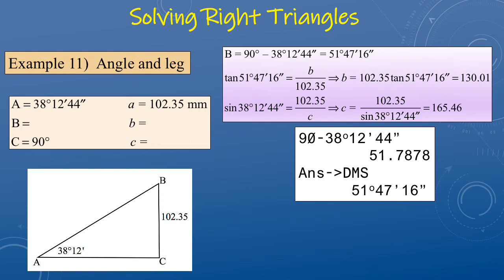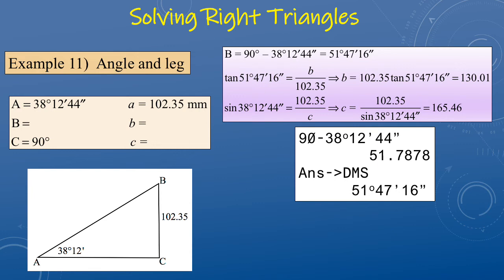There's many ways to set the problem up, but working with angle B, we want to find little b and we know little a, and that represents the tangent function. So we can immediately say that b is equal to 102.35 tangent of 51 degrees, 47 minutes, 16 seconds, and therefore our answer is 130.01.